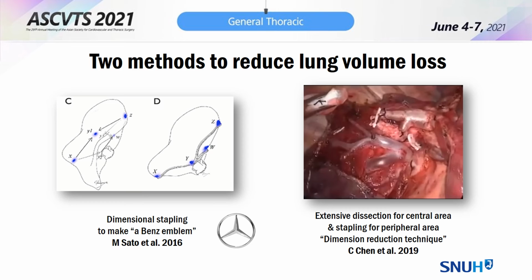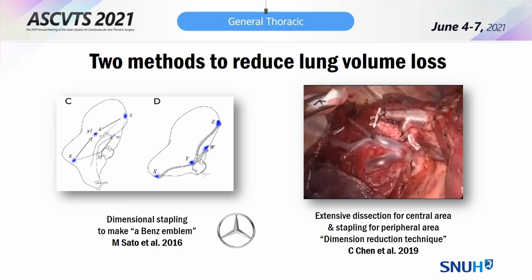But this is not a new story. Already 10 or 20 years ago, our senior staff mentioned that if, after finishing the segmentectomy, we can make a Benz emblem, we can consider the segmentectomy was done very properly. The other method is making an extensive dissection of the central area, lifting the segmental lung volume upward, and then finalizing the segmentectomy using stapling for the peripheral area.